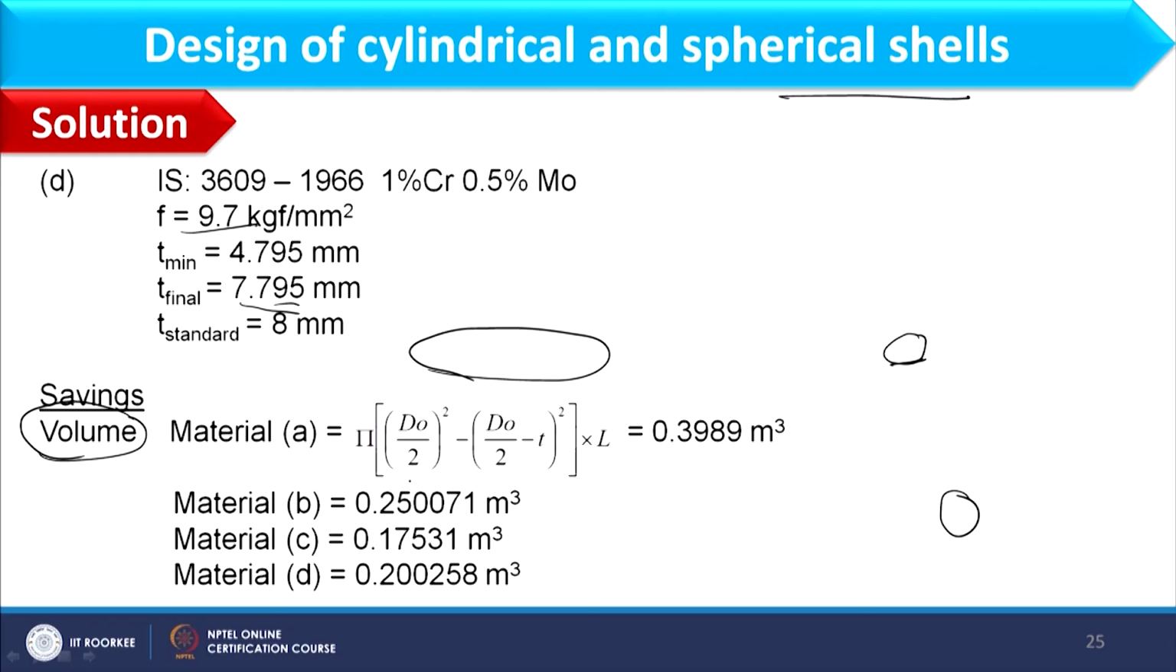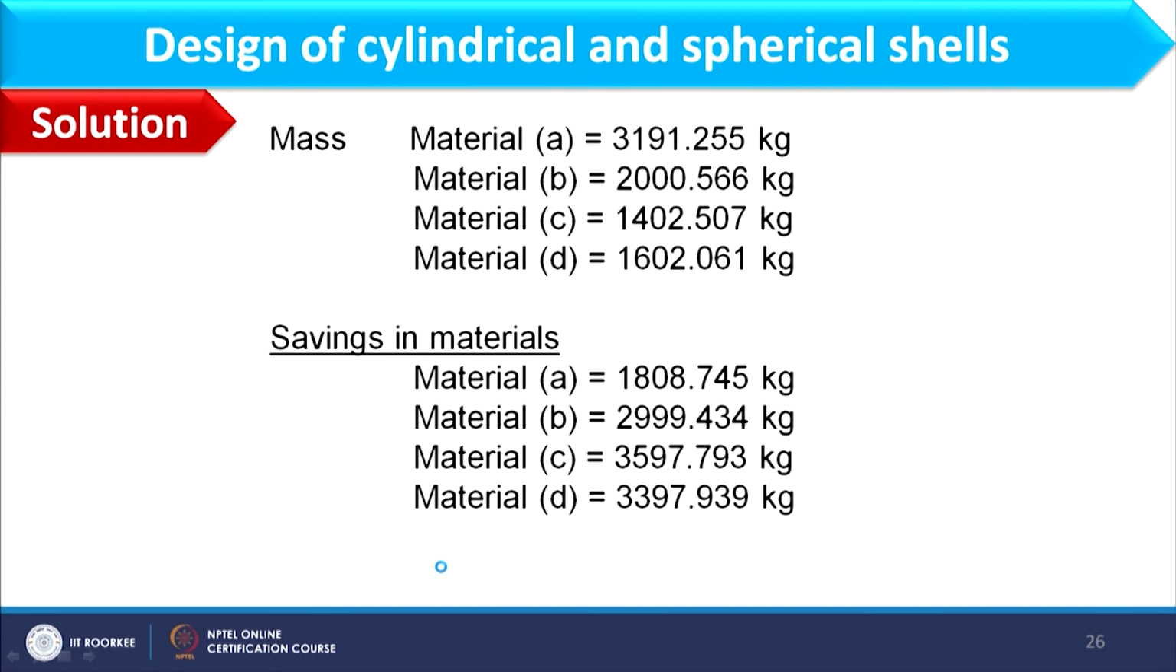So, for saving we need to calculate the volume. Volume you can calculate by this expression, that is a common expression, and for material A we have 0.3989 meter cube as a volume, and similarly we can consider volume for other materials also. Multiplying that volume with the density, we can find the mass of each material as shown over here, and when we compare these with 5 ton, we find that all materials are below 5 ton. So, we can have savings in each material in these magnitudes as shown over here. In this way we can find out the savings in the material which is used to design the shell.